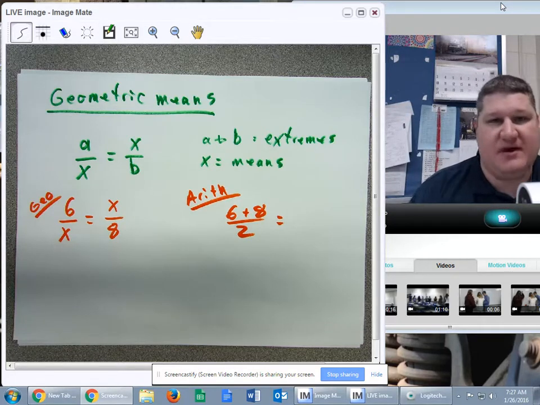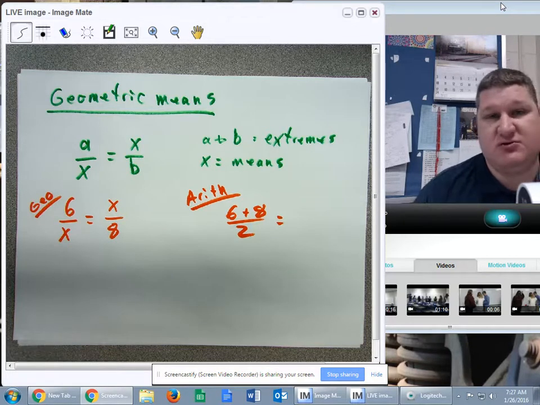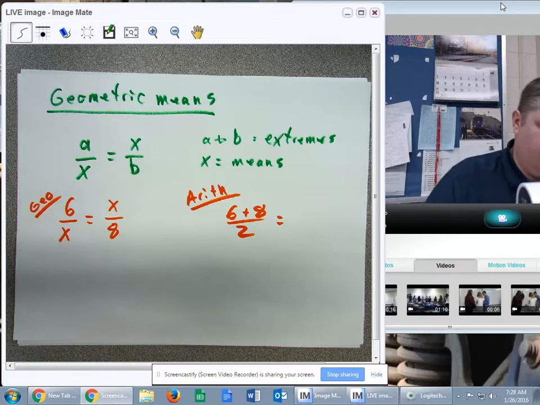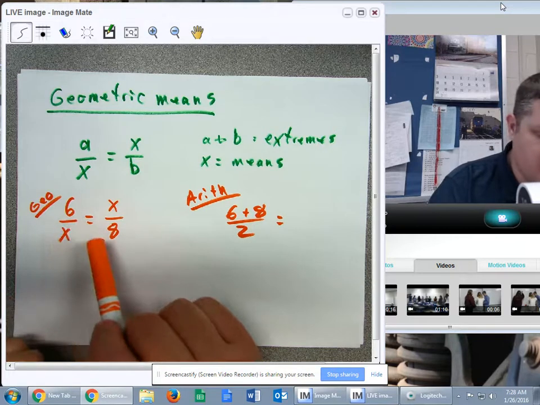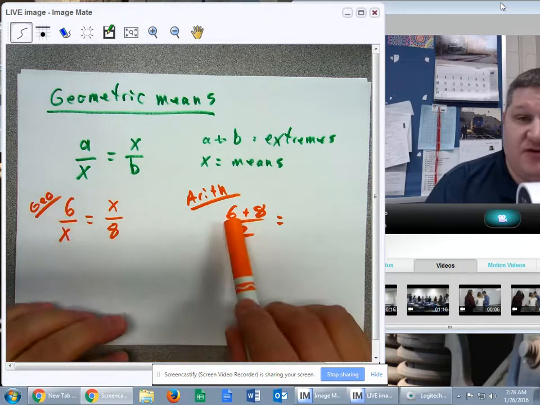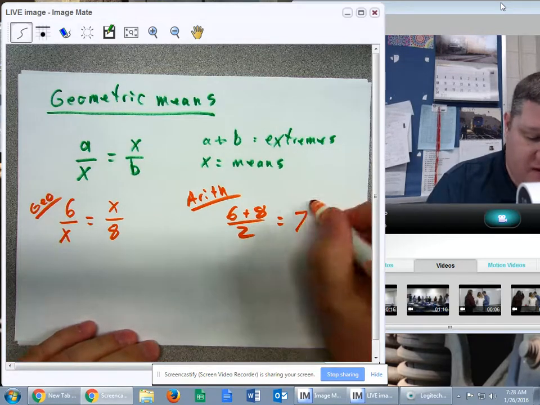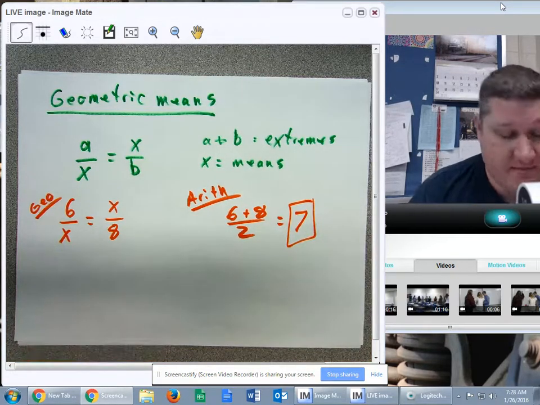So, for example, arithmetic mean would be where you have like five quizzes. You add them up, divide by five, that's your average quiz grade. Now, geometric mean is a little bit different. If I use two numbers, 6 and 8, so if I do the arithmetic, I get 6 plus 8 is 14. Divide by 2 is 7. That is clearly the average between 6 and 8.